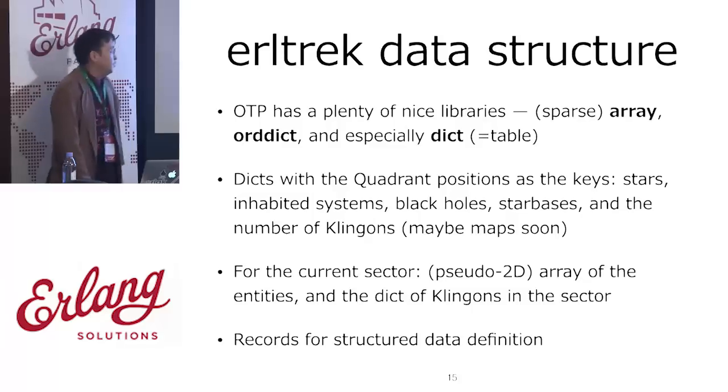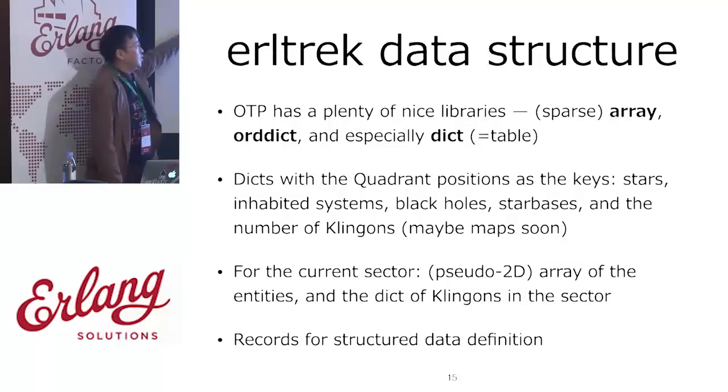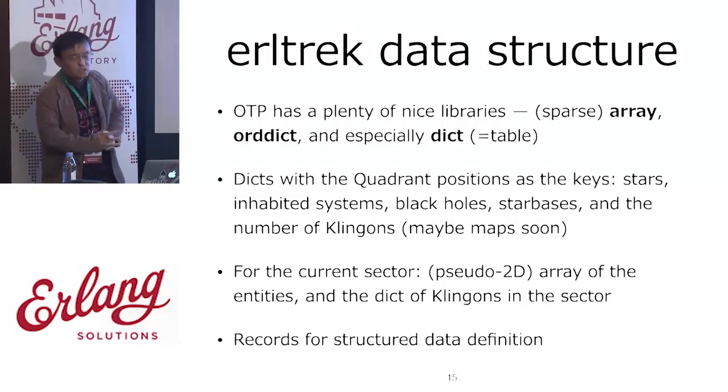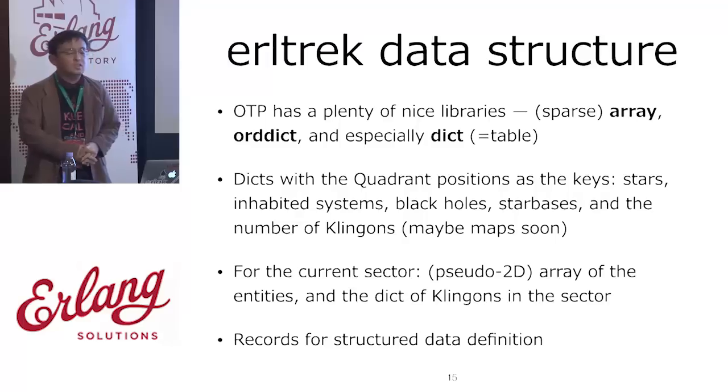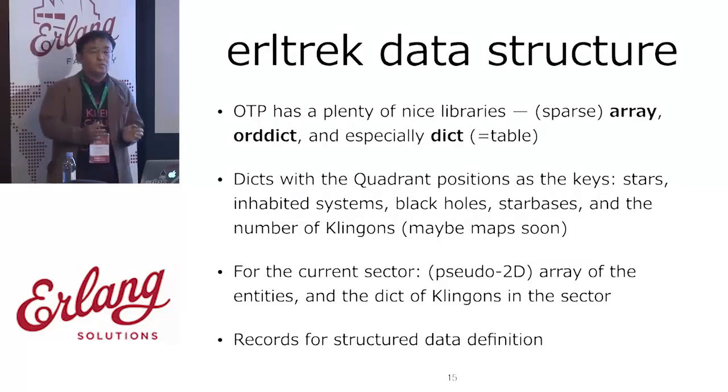And I made most of the internal data as dicts, such as quadrant positions as keys, stars, inhabited systems, black holes, star bases, and the number of Klingons. And I wrote here "maybe maps soon". Maps soon means that maybe I can convert them into Erlang maps, so that Erlang maps would be more lightweight than dict, so that it's easier to run, and may gain some sort of performance increase.